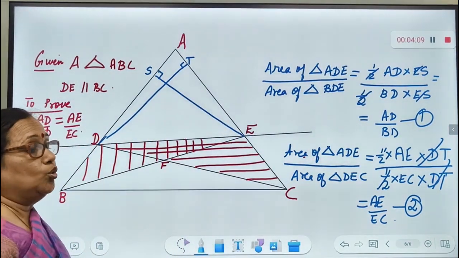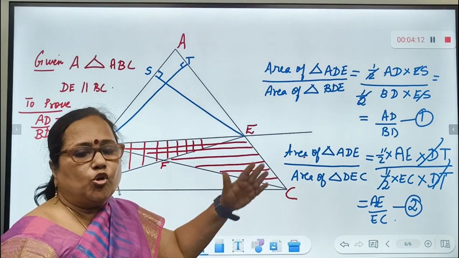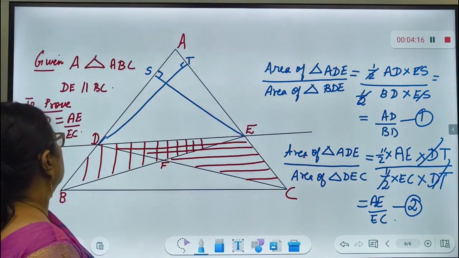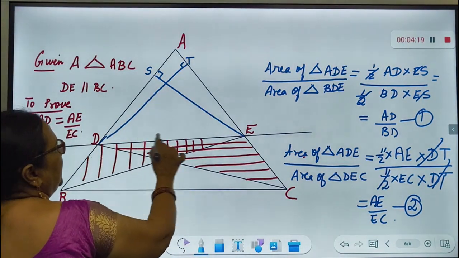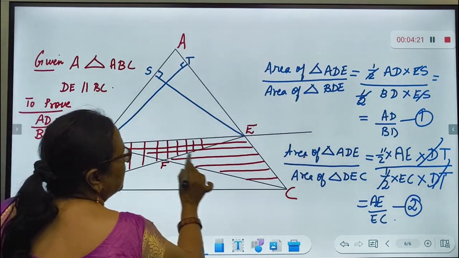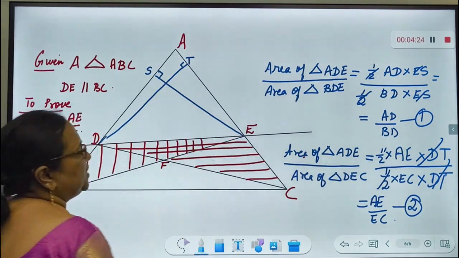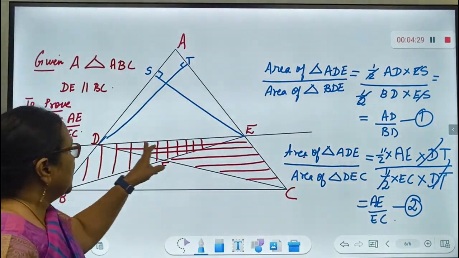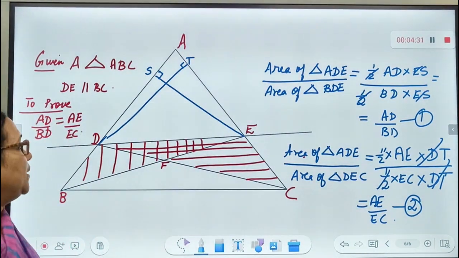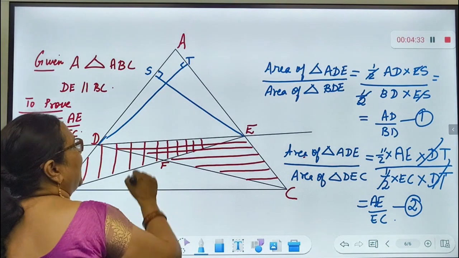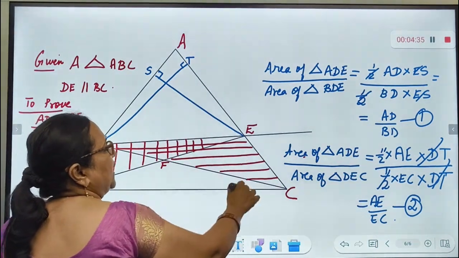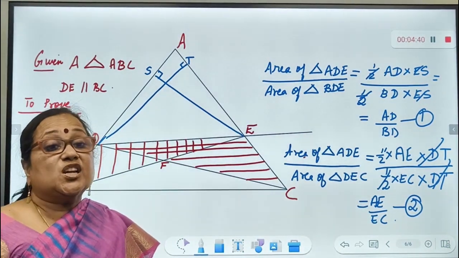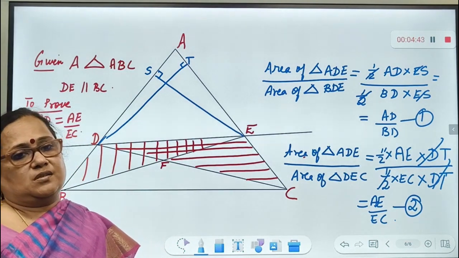If you look at 1 and 2, the numerators are same because both of them are area of triangle ADE. But if you look at the denominators, that is the shaded region BDE and DEC, they have the same base DE. So if I want their area, it is half into base into height. They have the same base DE. Height is the same because these two are parallel. So wherever I draw perpendicular lines between these two parallel lines, the length is going to be the same. The distance between two parallel lines is a constant.